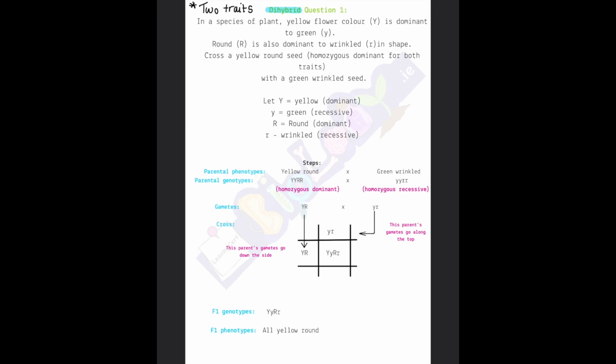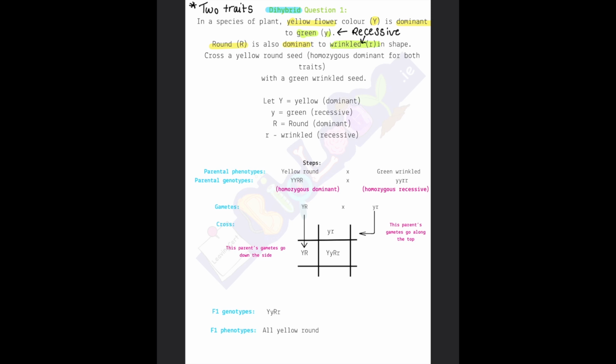In a species of plant, yellow flower, capital Y, is dominant to green, small y. That means green is recessive, yellow is dominant. If I have homozygous dominant, I have two capital Ys, homozygous recessive, two small y's, or heterozygous, one big Y, one small y, and the phenotype would be yellow because the dominant is always expressed if it's present, except for incomplete dominance, which we'll see in a minute. Now my second trait, I have round, capital R, is dominant to wrinkled, small r in shape. So wrinkled would be recessive, dominant is round.